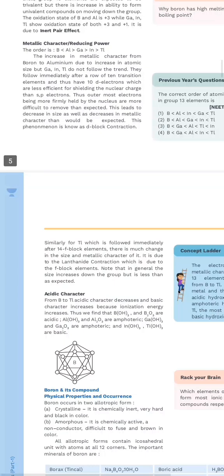They follow immediately after a row of 10 transition elements and thus have 10 d electrons, which are less efficient for shielding the nuclear charge than s and p electrons. Thus outermost electrons, being more firmly held by the nucleus, are more difficult to remove than expected. This results in decrease in size as well as decrease in metallic character than would be expected. This phenomenon is known as d block contraction.